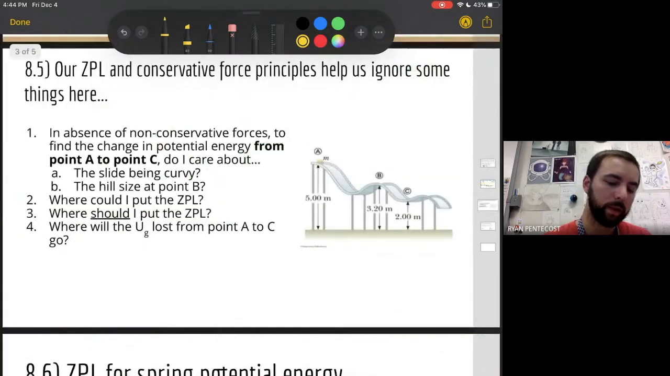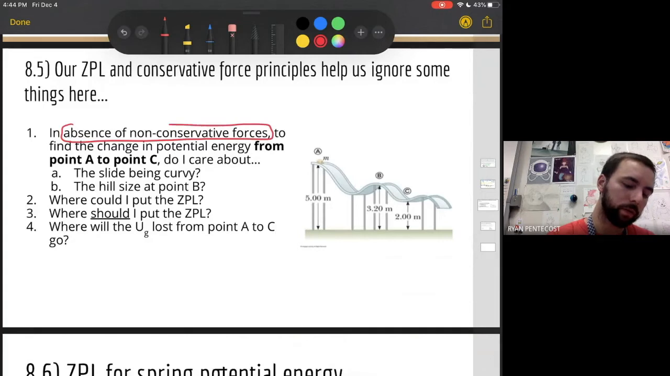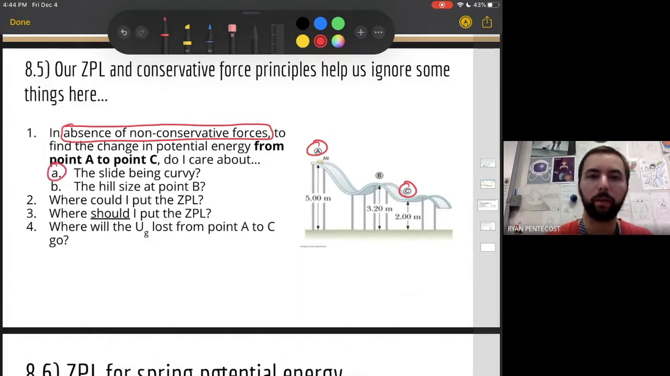Okay, now let's talk about our ZPL and conservative forces. So we have this slide here, right? We start at point A, slide down this curvy slide to point B. Now, in the absence of non-conservative forces, no friction, no air drag, nothing, to find the change in potential energy from point A to point C, do we care about the slide being curvy? So no, we don't, right? If we're just worried about gravitational potential energy, we don't care about the path, right?